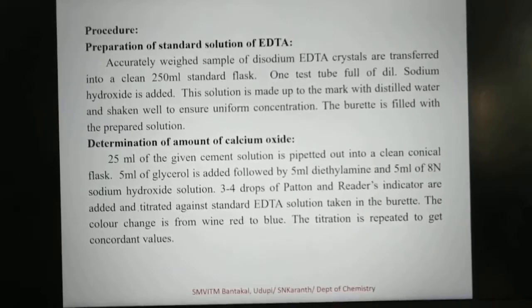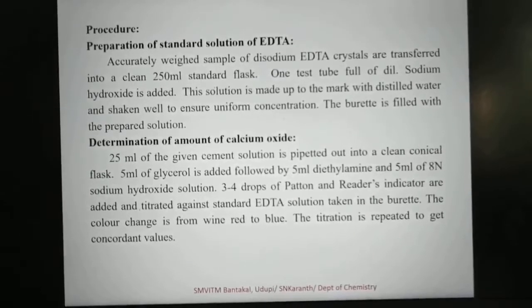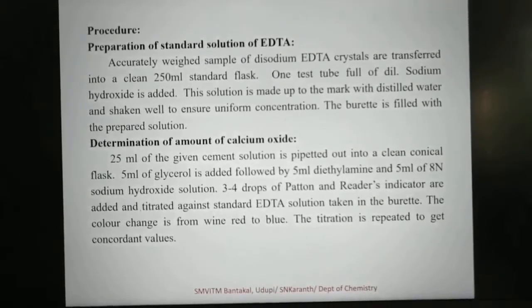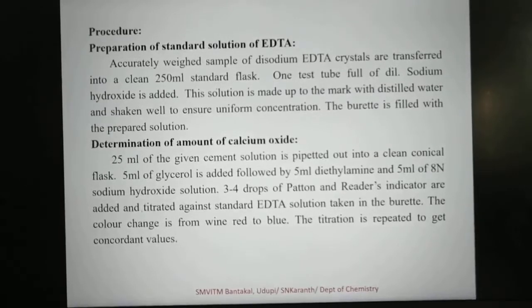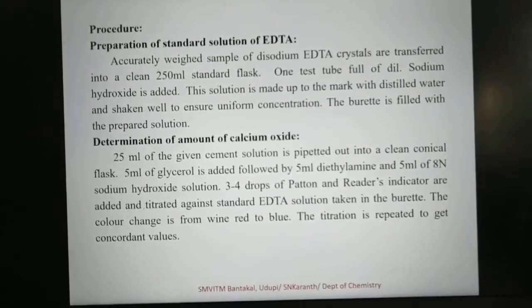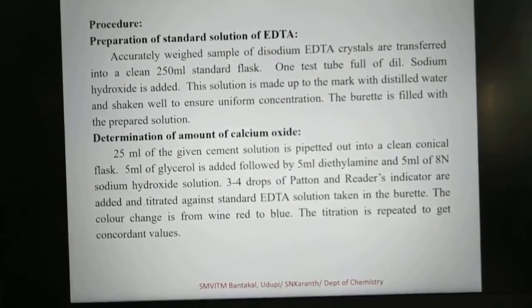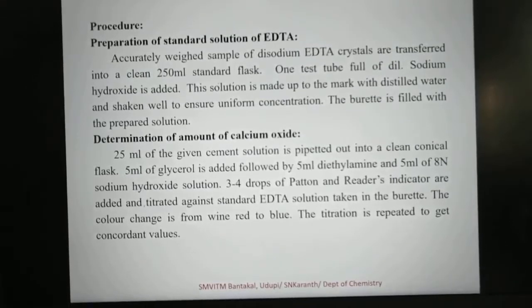Then it is shaken well. After complete dissolution, it is diluted by adding distilled water, made up to the mark and shaken well for uniform concentration. The second step is the determination of the amount of calcium oxide.